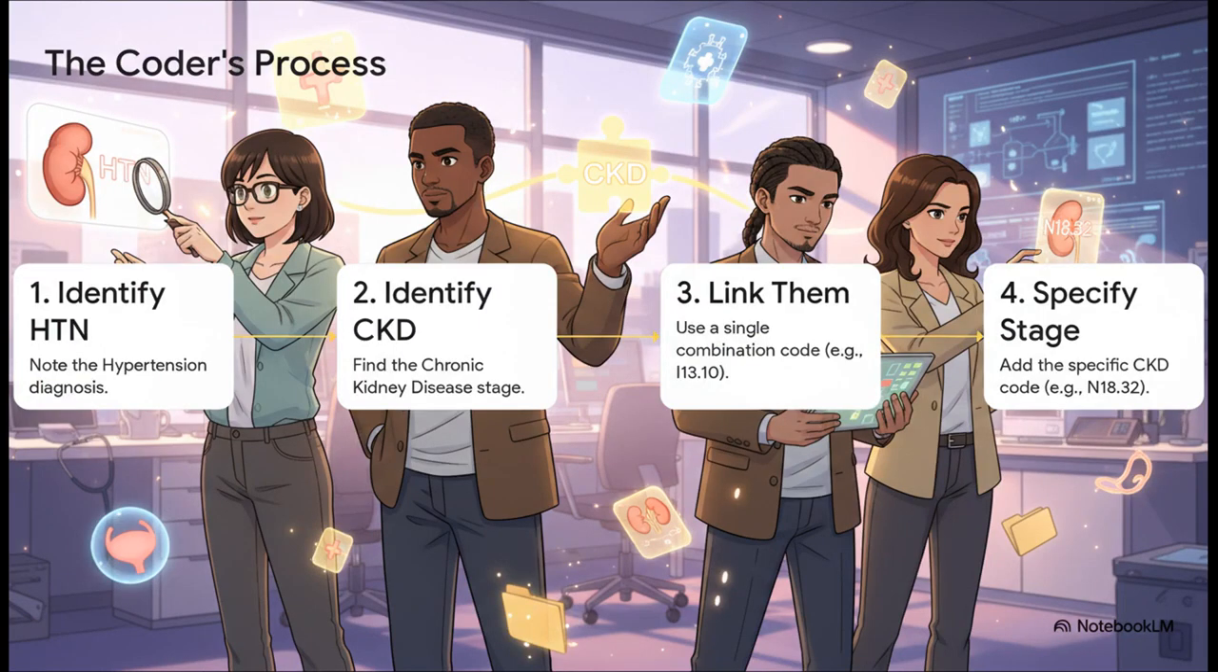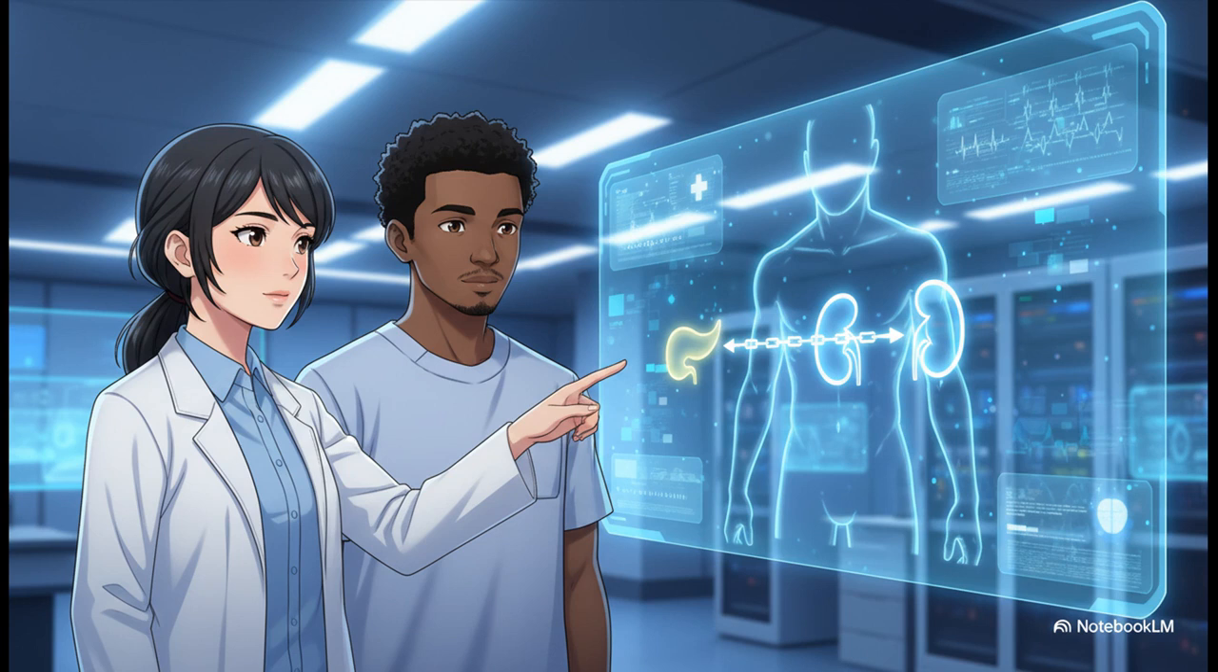So the process is pretty straightforward. The coder sees hypertension. They see chronic kidney disease and what stage it's at. Then they hunt for that single combination code that ties it all together. And just like that, a really complex diagnosis gets boiled down into two precise codes that tell a much richer story than separate codes ever could. And this technique isn't just for hypertension. This whole concept of a presumed relationship exists for patients with diabetes mellitus and kidney complications too. The system is built to recognize these common interconnected health stories and reflect that in the code.